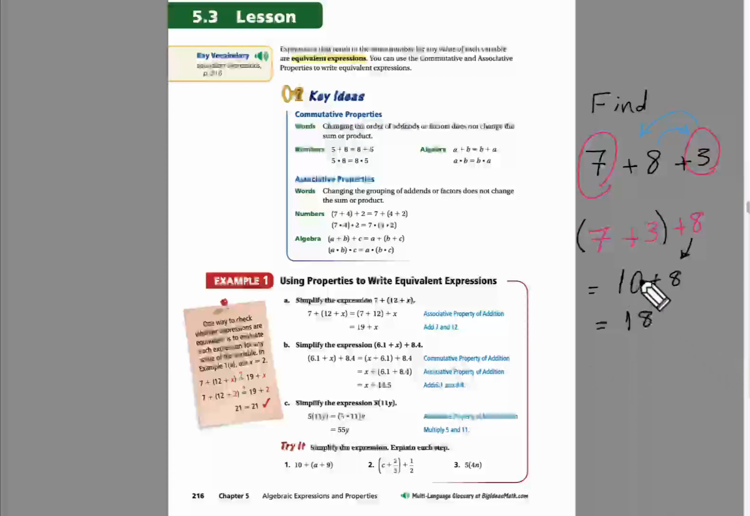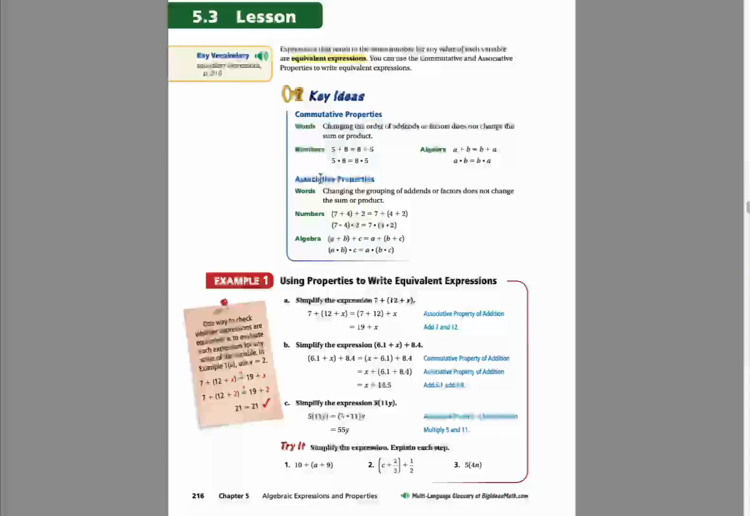So, my heroes, here we see that we can use properties to make it easier to add numbers quickly. Because we know that 7 plus 3 is 10. And this is easy to add. Okay, now let's move to the main idea of this lesson.